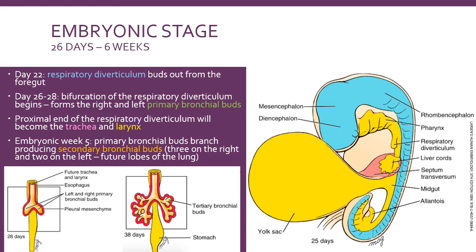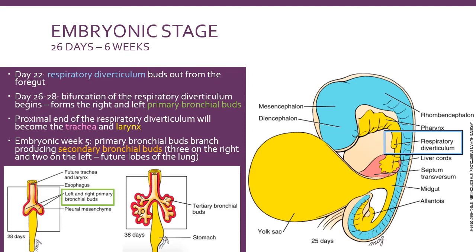And if there's a developmental event of some kind that occurs at this stage, roughly 1 month to 6 weeks of development, it could affect both structures simultaneously. So the respiratory diverticulum buds out from the foregut, and then it very shortly thereafter bifurcates. So it divides into 2 sections, and those are called the right and left primary bronchial buds.